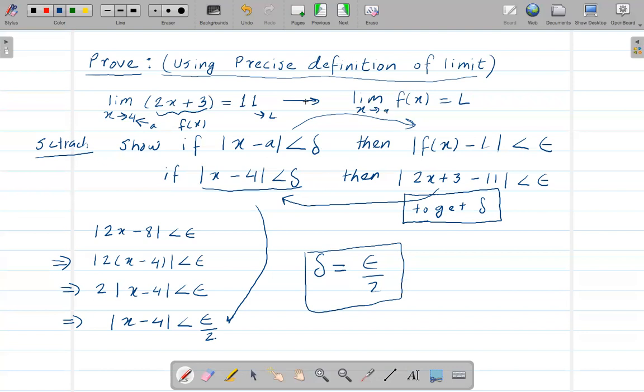All right, now after this, our real proof starts. Now I got this from here to here, but in the real proof, you have to go the opposite direction. Okay, so the actual proof, let me write proof. The proof will start from: let delta be equal to epsilon over 2, because we found the delta value from scratch work. Now our actual proof is strictly going to start from there.